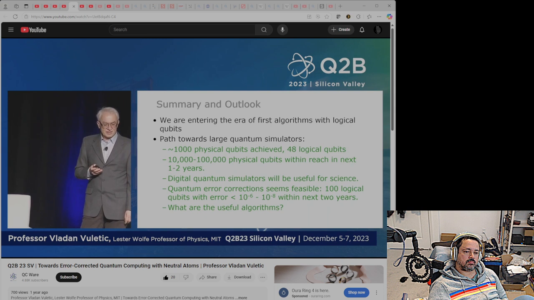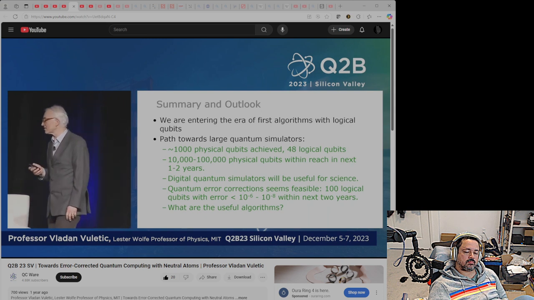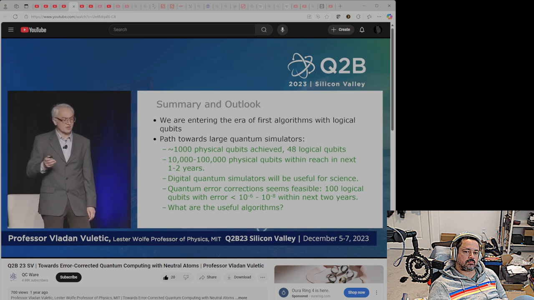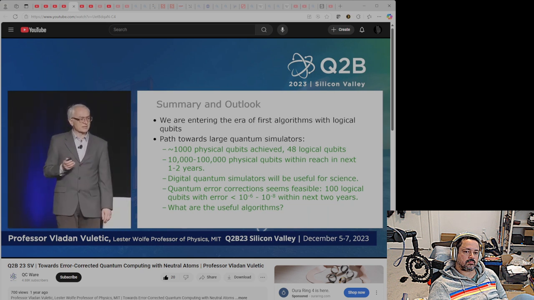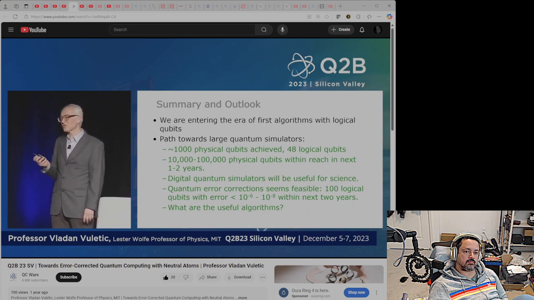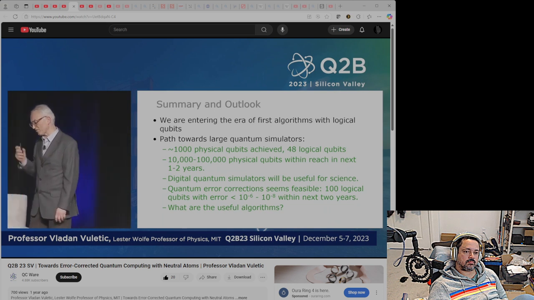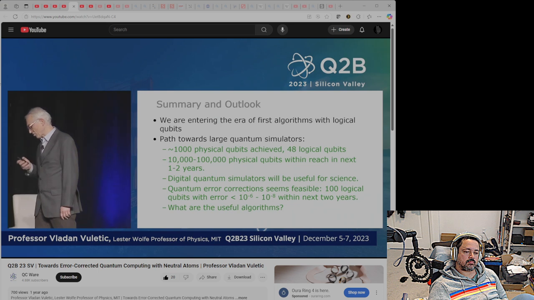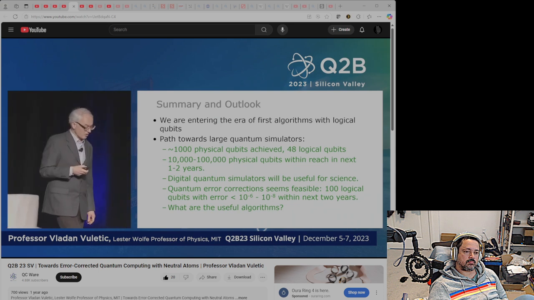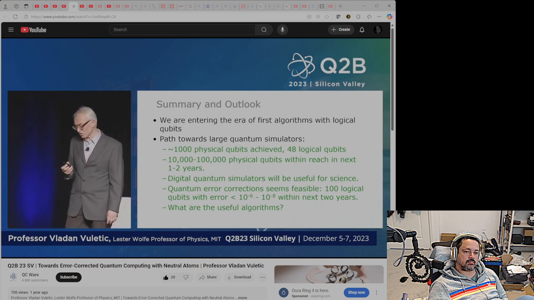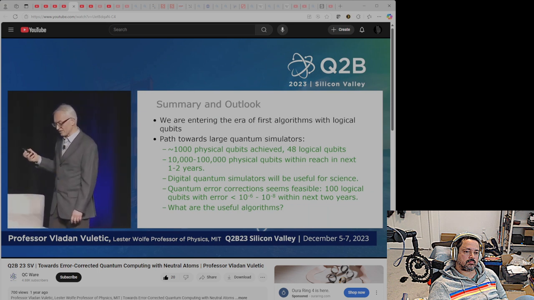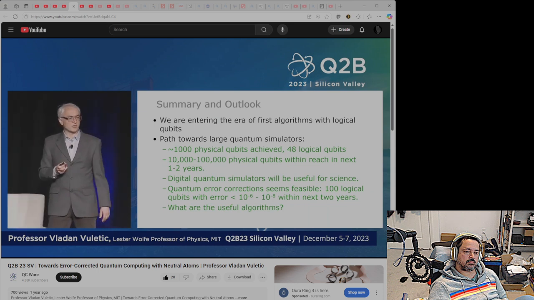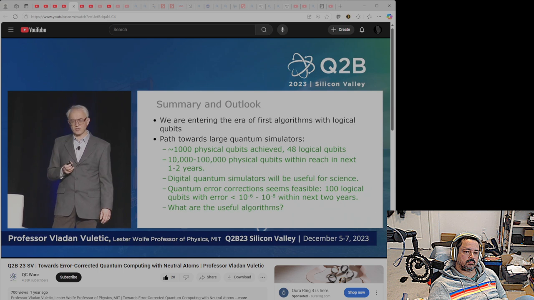I think it's already clear that digital quantum simulators will be useful for science. We think that it's very realistic to have maybe 100 logical qubits with errors in the 10 to the minus 6 to 10 to the minus 8 range within the next 2 years if we push the physical qubit fidelity to 99%. Of course, John Preskill well pointed out that there are still problems to solve. One problem is replenishment of the atoms. However, we think that will work in a rather straightforward way by continuously reloading atoms.